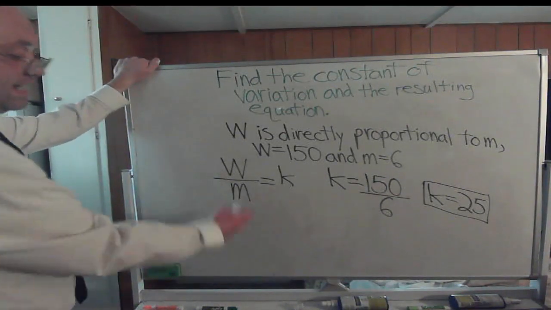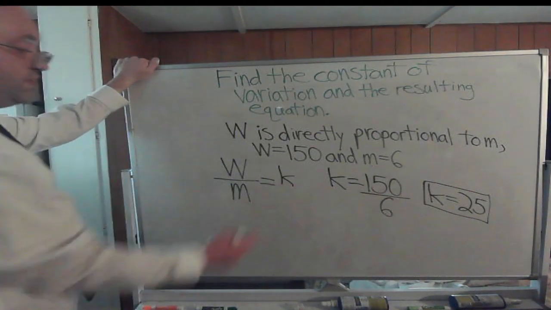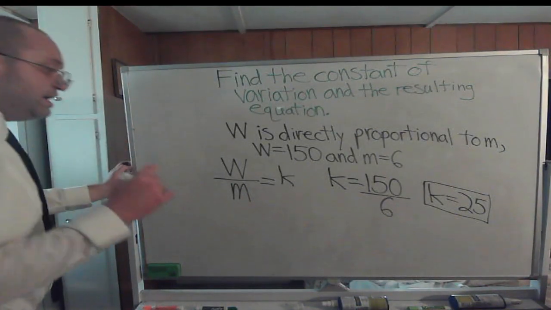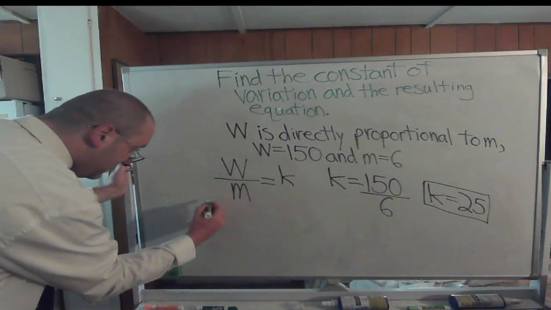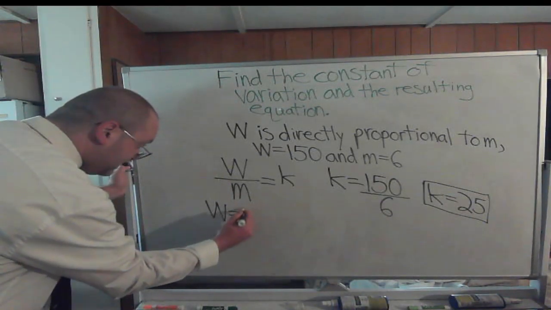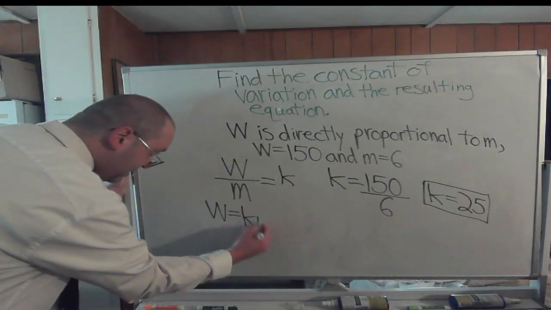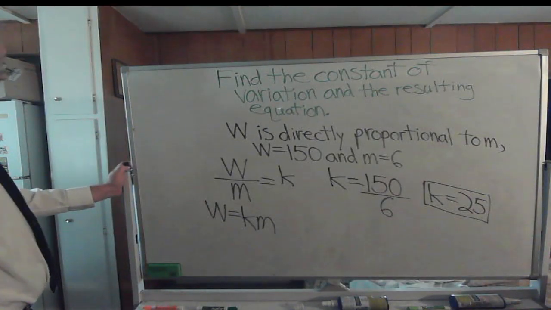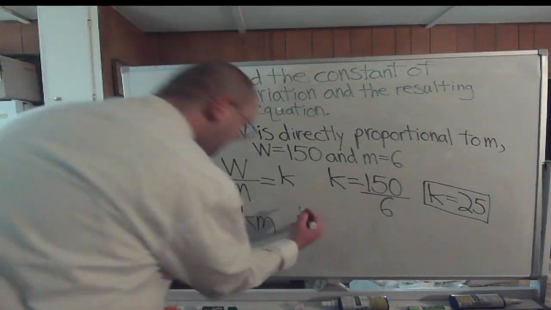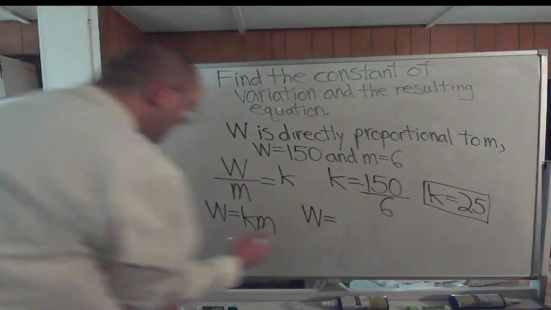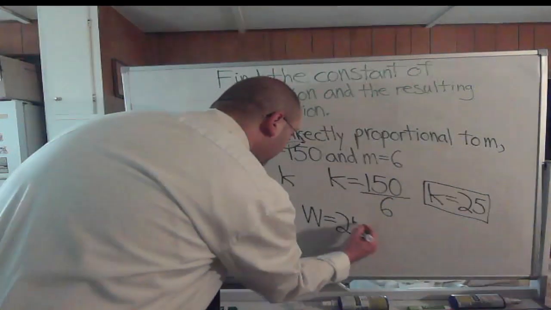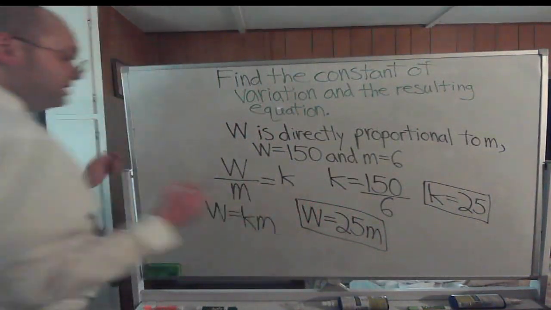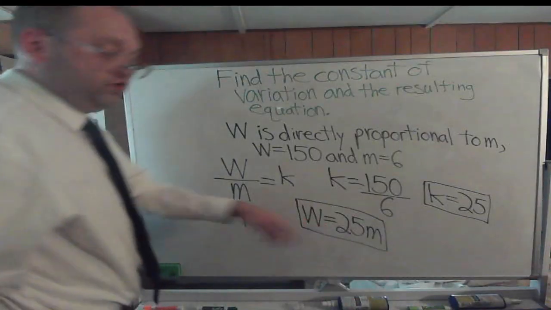That means we need to get M out of the left-hand side, move it over to the right. The only way to do that is to multiply both sides by M. If you multiply the left side by M, you get W. That's equal to K. Then you multiply the right side by M, you get M. So W equals KM. Now all we got to do to find the new equation is put in that constant of variation. So W will equal that constant of variation of 25, then M. So W equals 25M is the equation for the direct variation in this case.